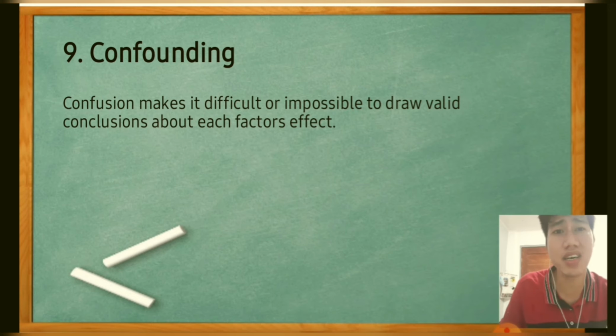And last is confounding. When we say confounding, confusion makes it difficult or impossible to draw valid conclusions about each factor's effect. So if a conclusion is reached, it's difficult for us to know the valid conclusion from the data, because we are confounded, confused about what happened, and that is one of the errors also.